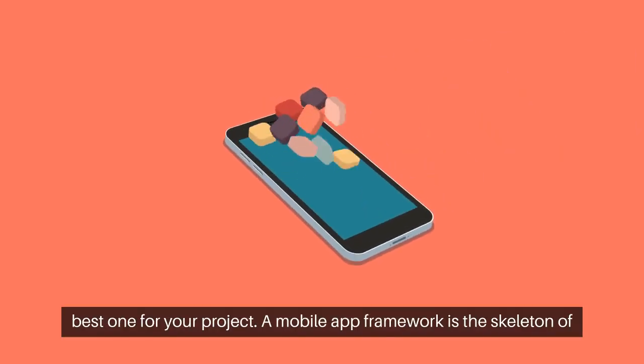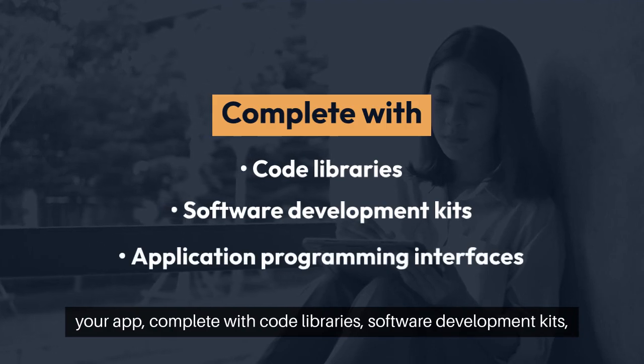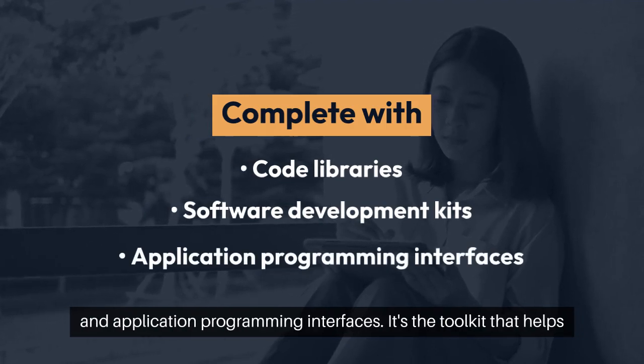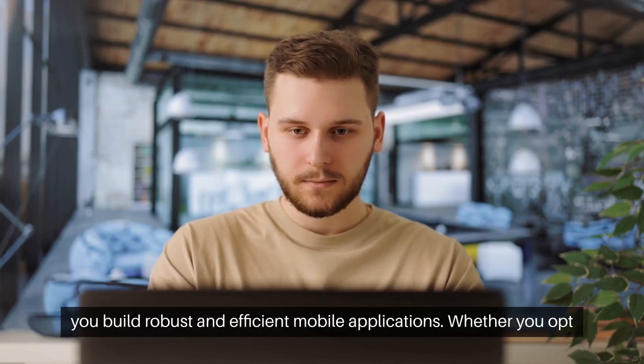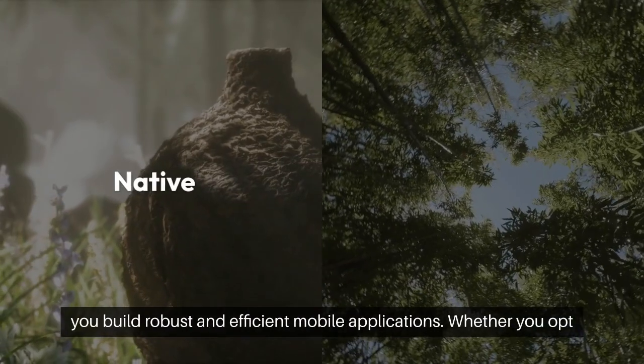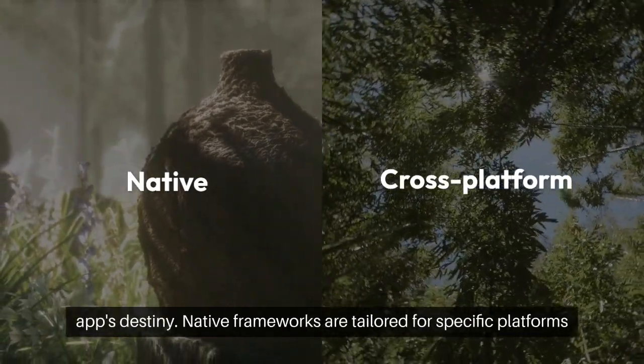A mobile app framework is the skeleton of your app, complete with code libraries, software development kits, and application programming interfaces. It's the toolkit that helps you build robust and efficient mobile applications. Whether you opt for a native or cross-platform framework, your choice will shape the app's destiny.